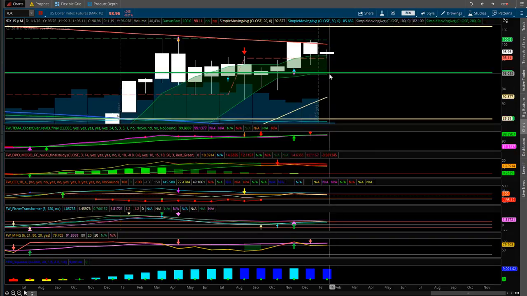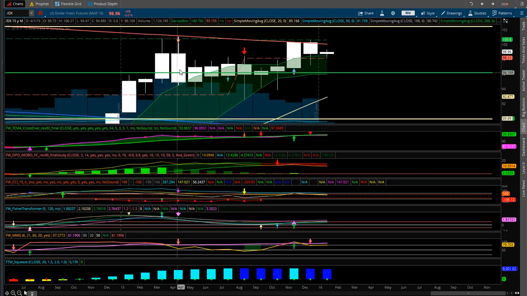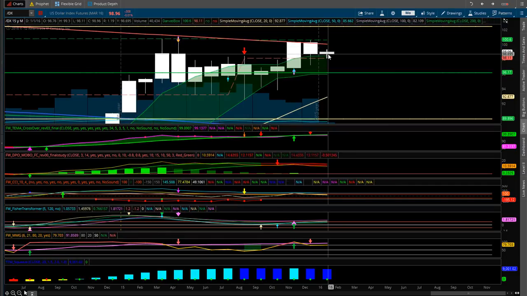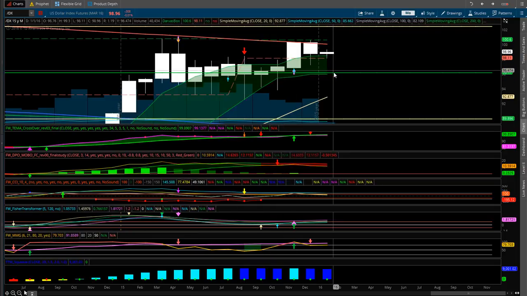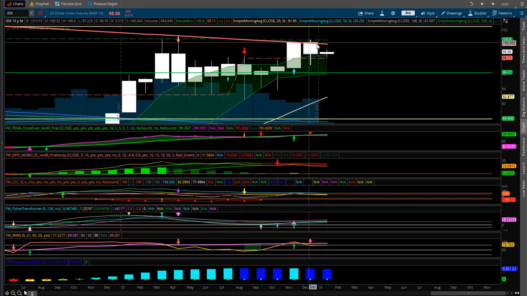This is the 50% level, and this is monthly. Since March of 2015, we've been chopping around here: 1, 2, 3, 4, 5, 6, 7, 8, 9, 10, 11 months. We've been chopping around at this level, 96.17, and we've got a linear regression channel coming down here.